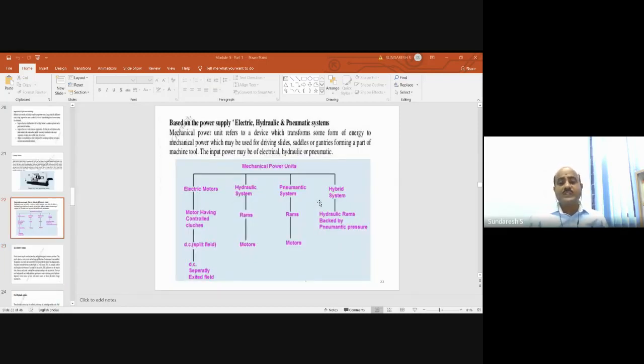Now, the next classification is based on the power supply. The CNC machines have been classified into electric, hydraulic, and pneumatic systems.